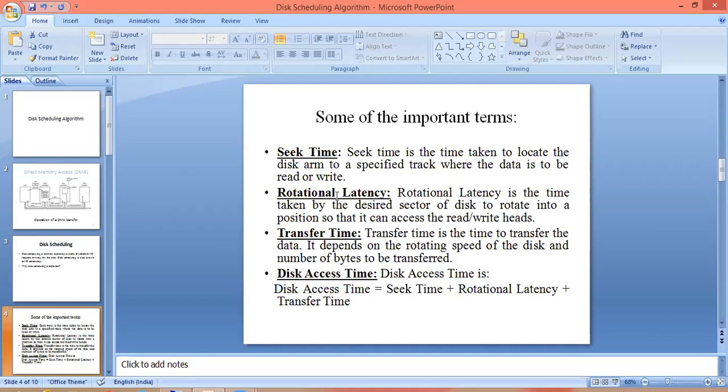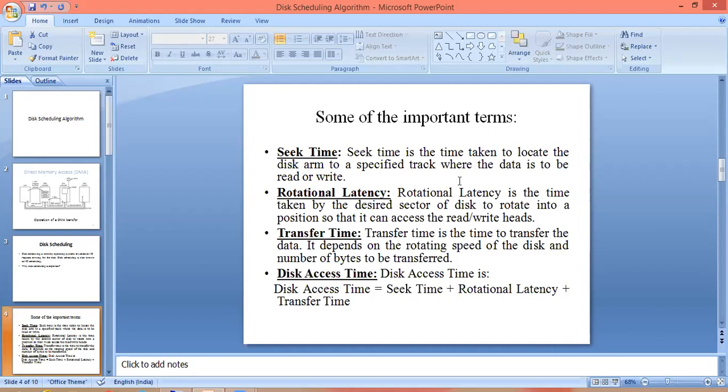The next one, rotational latency. Rotational latency is the time taken by the desired sector of a disk to rotate into position so that the read and write heads can access it. As we know, the disk is a combination of cylinders, tracks, and sectors. Each sector has a head, a point from which we can start reading and writing. To identify that particular head, some rotation is required. That rotation time is known as rotational latency.